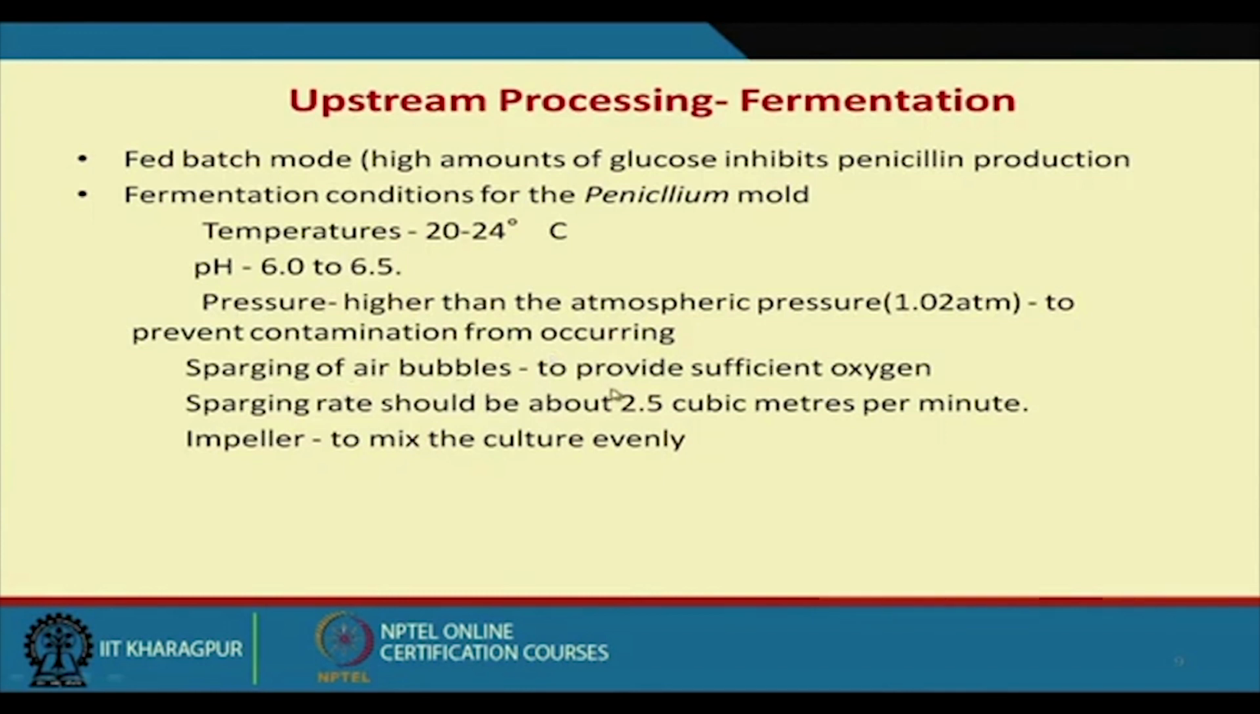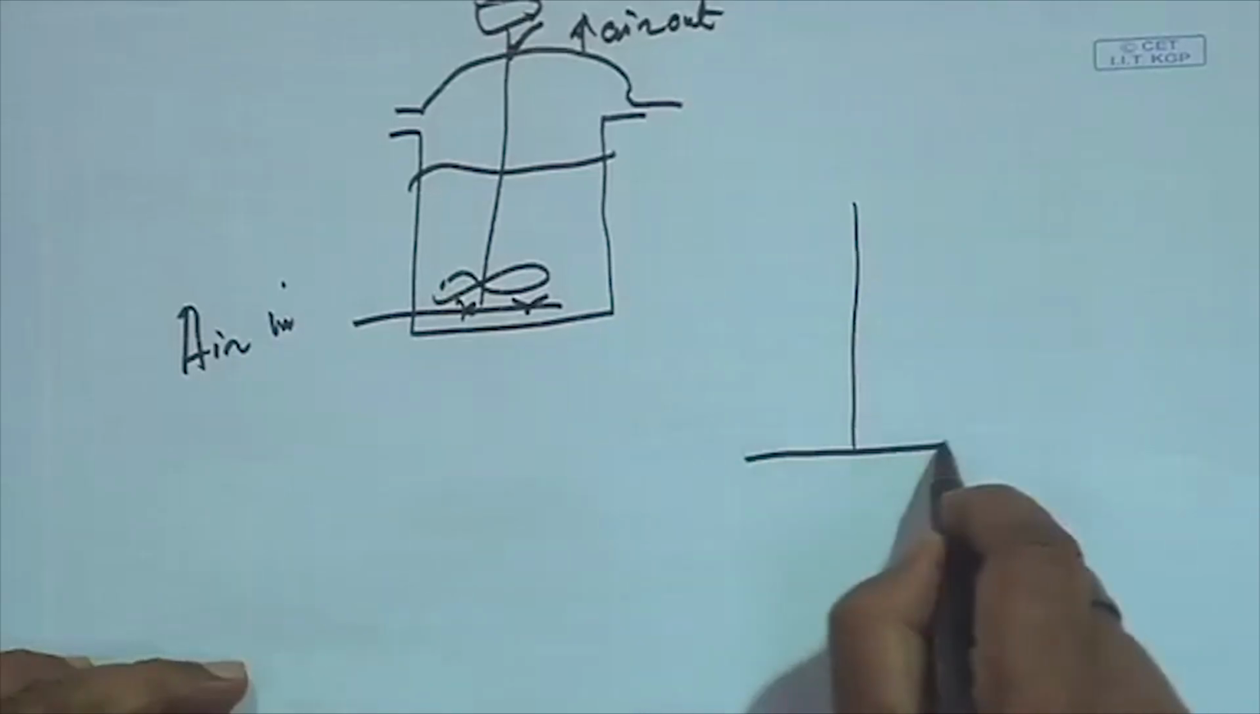And sparging air bubbles provide sufficient oxygen, because oxygen is sparingly soluble in water, and the sparging rate is about 2.5 cubic meter per minute. It depends on the volume of the fermenter. An impeller is used to mix the culture evenly. I have already shown you how it looks. The impeller is like this.